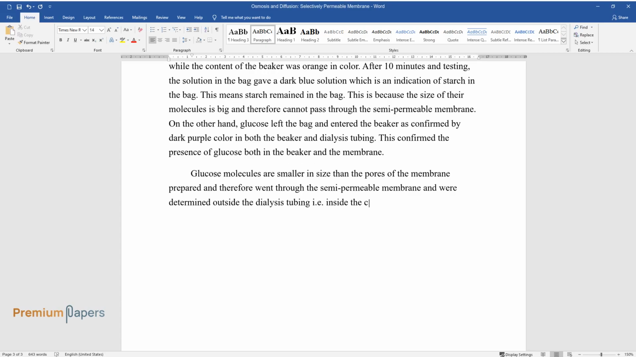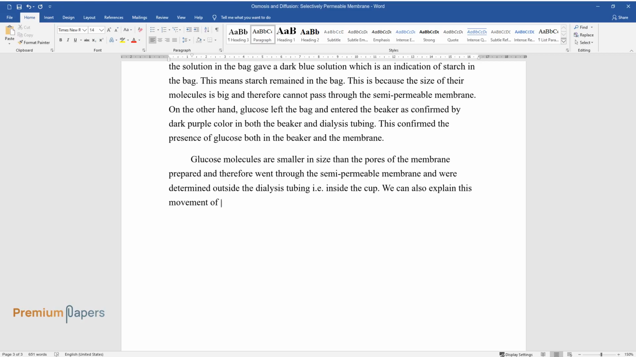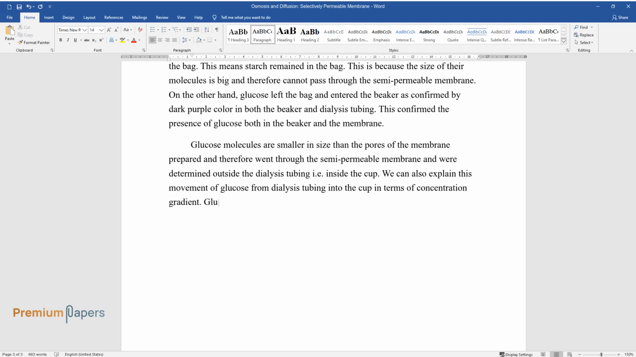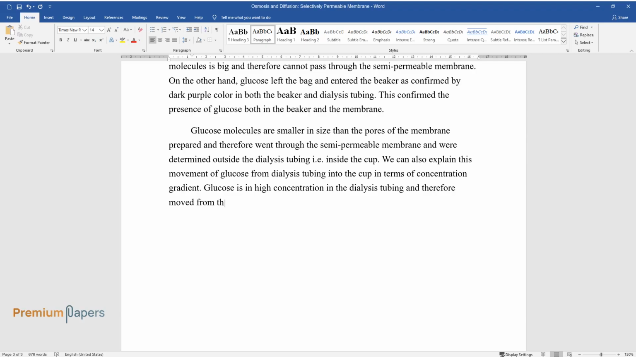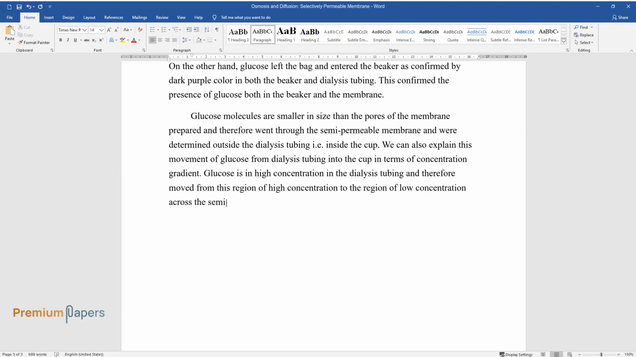i.e. inside the cup. We can also explain this movement of glucose from dialysis tubing into the cup in terms of concentration gradient. Glucose is in high concentration in the dialysis tubing and therefore moved from this region of high concentration to the region of low concentration across the semi-permeable membrane.